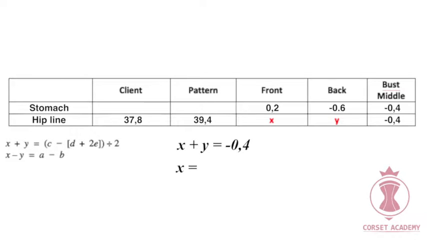X equals 0.8 plus Y. 0.8 plus Y equals minus 0.4. 2 times Y equals minus 1.2. Y equals minus 0.6. X equals 0.2. So I have evened out the side seam along the hip line. This way I have evened out the side seams along the front and back in all relevant areas of the dress, starting from the bust line and finishing at the hip line.